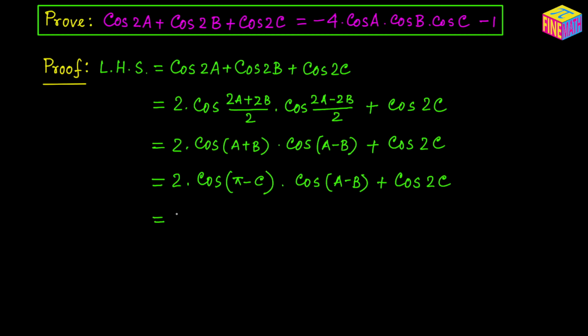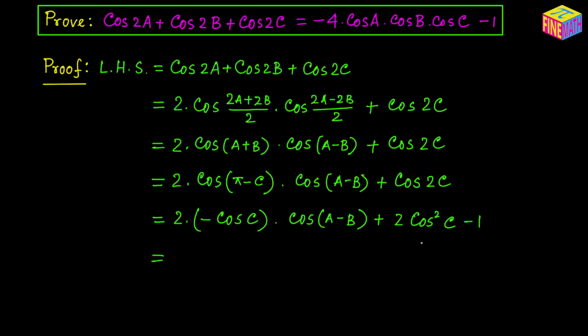And from here, this will be 2 times cosine of pi minus an angle is equal to negative cosine of that angle. So this will be negative cosine of c times cosine of a minus b plus, now I am going to convert cosine of 2c into 2 times cosine squared of c minus 1. So cosine of 2c can be written as 2 times cosine squared of c minus 1. And then from here, we see that this is equal to negative 2 times cosine of c times cosine of a minus b plus 2 times cosine squared of c minus 1.